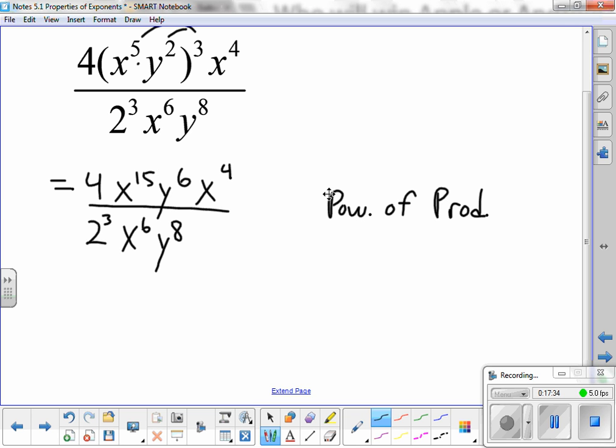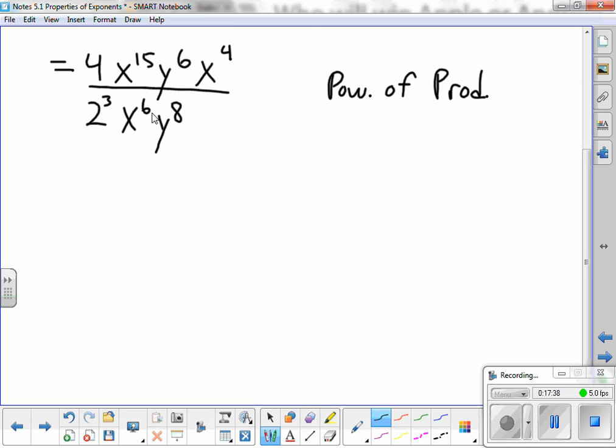Power of prod. Okay. So the next part, you can either put the 15 and the 4 together. You can take the 6 away from the 15 or the 8 away from the 6. There's a couple different options you can do here, and it's really up to you which way you want to go, because you should end up with the same answer. Basically, this expression will become smaller and smaller as you put stuff together. So as long as things are going together, you're doing something correct.